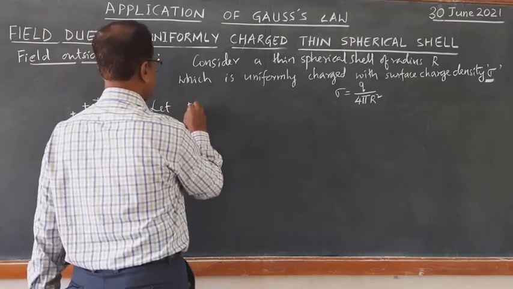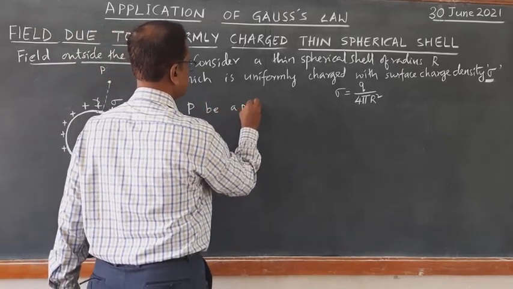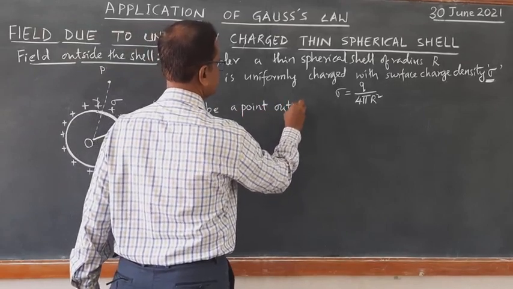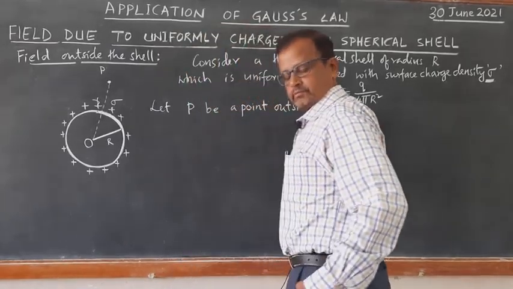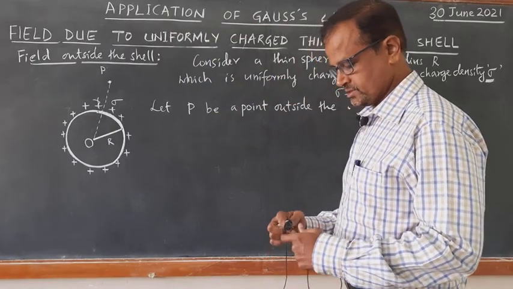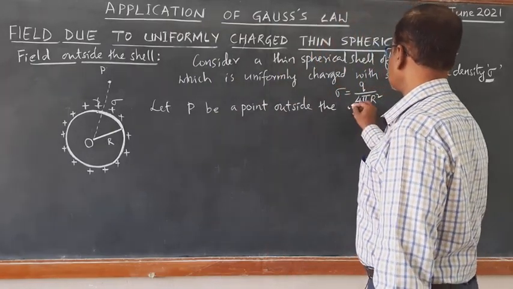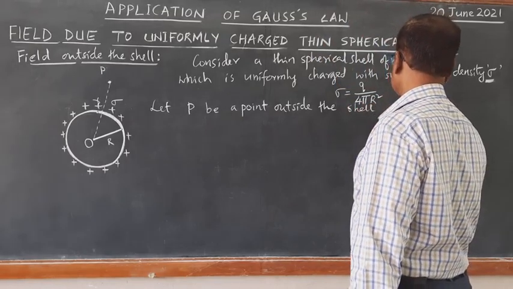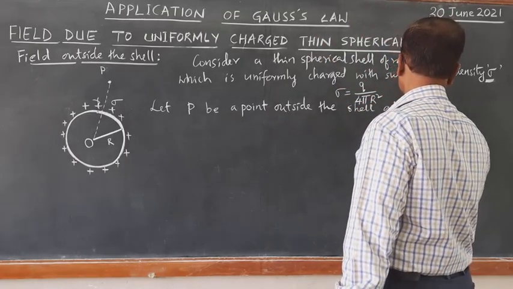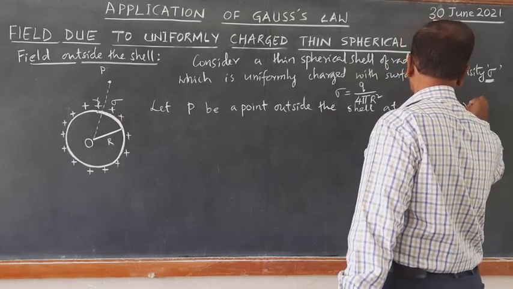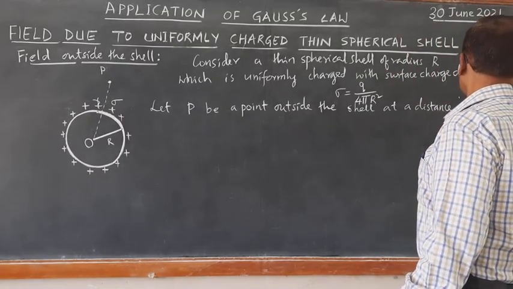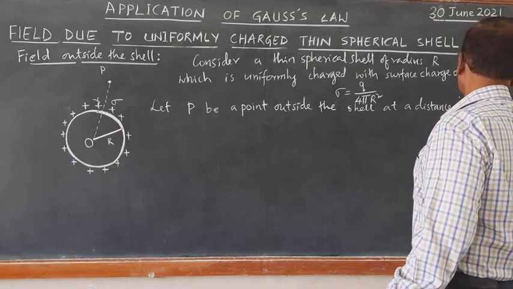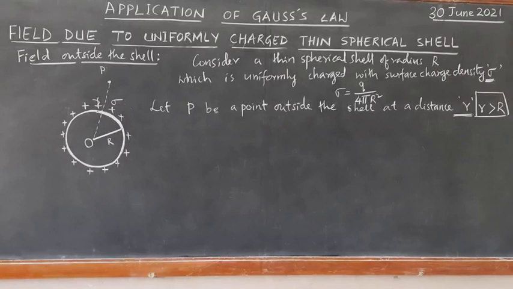Let P be a point outside the shell at a distance small r, such that r is greater than capital R, where capital R is the radius of this shell.